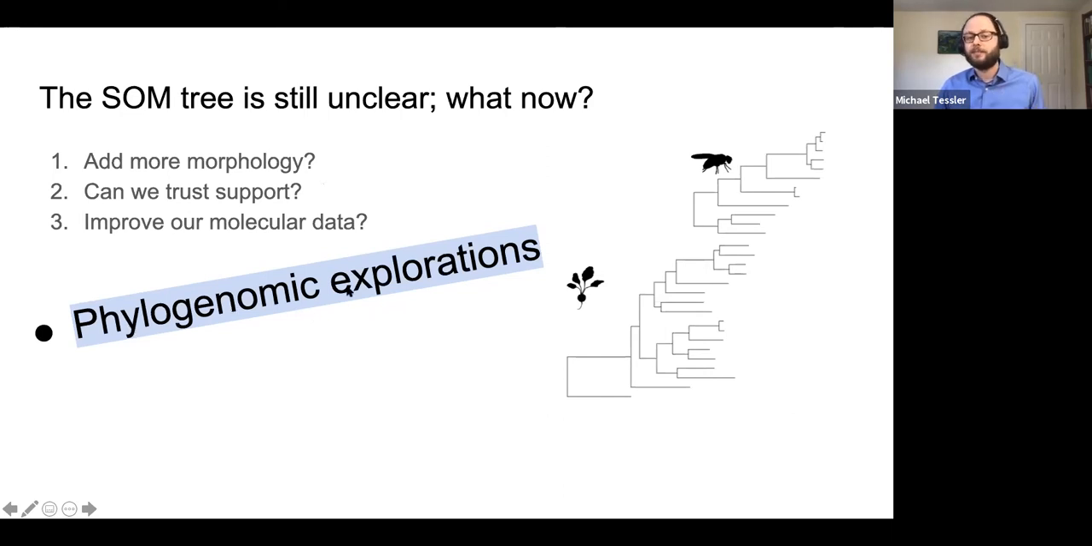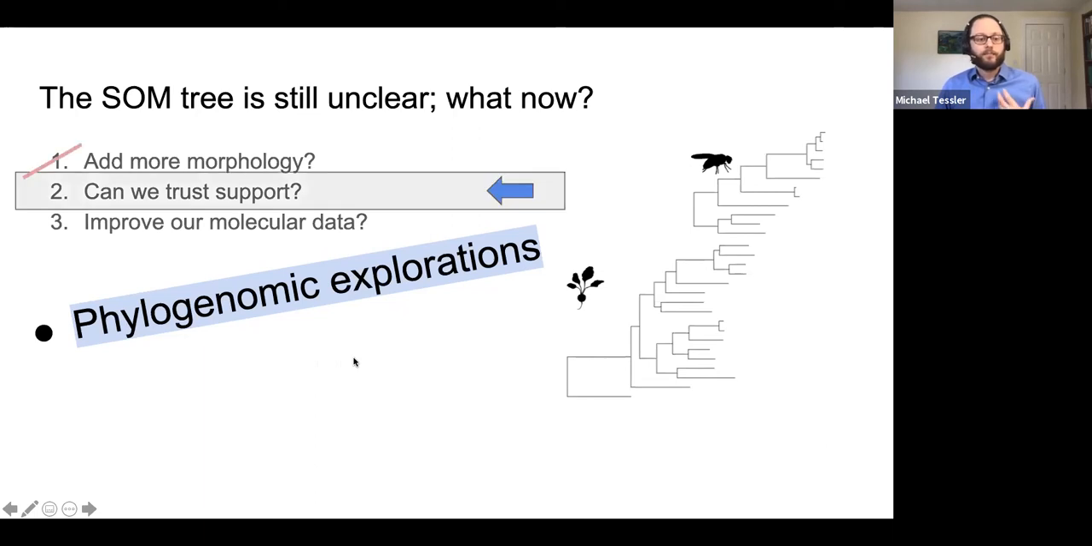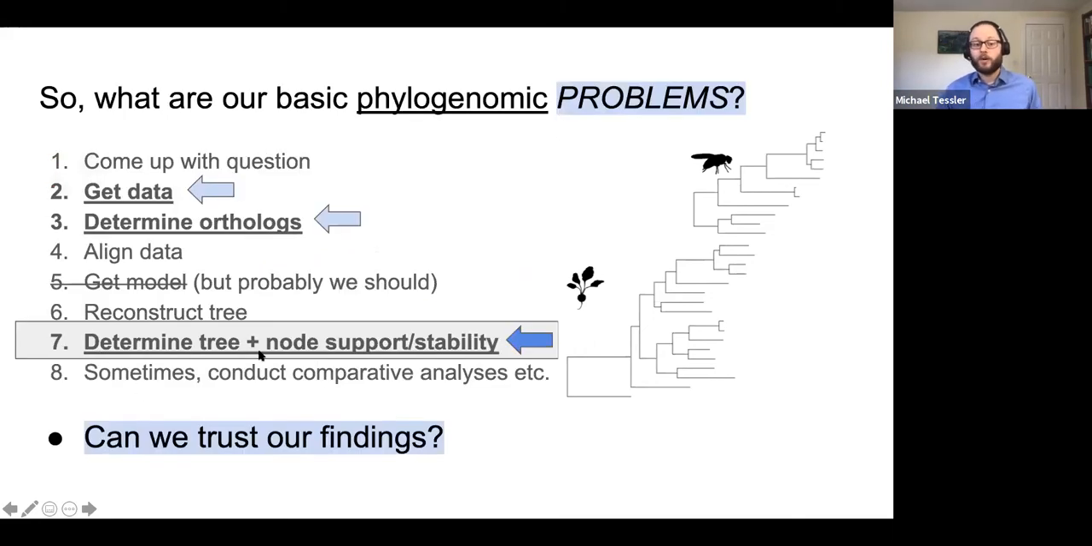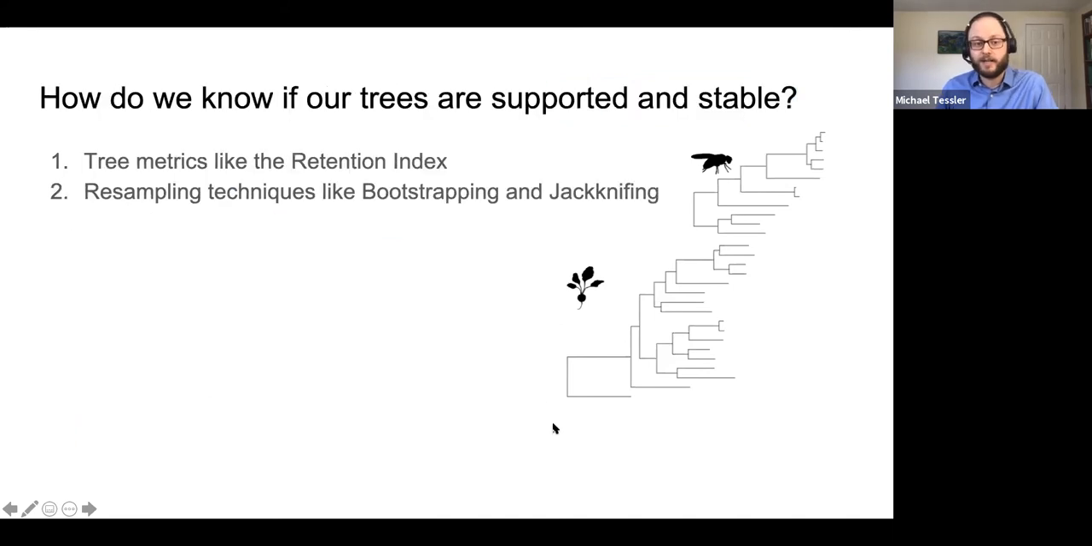So there needs to be a lot more done in the phylogenomic era. So the first thing is, again, can we trust support? And all signs are pointing to, no, you can't trust support. Because again, the SOM kept being highly supported in lots of other people's analyses, and we can flip it with a couple hundred morphological characters. That doesn't seem like that support has a huge amount of meaning to it. So we want to jump in and see node support and stability. Can we trust these findings?